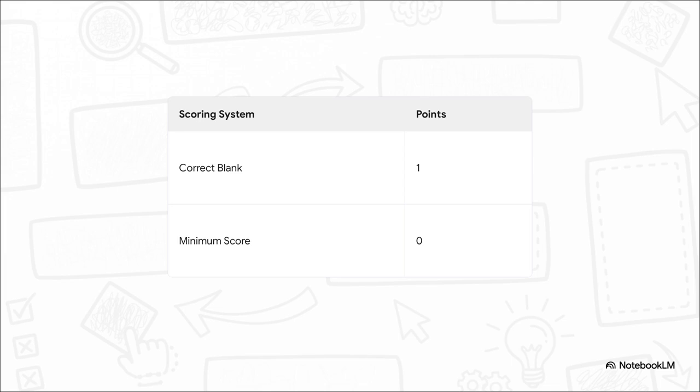You aren't penalized with negative marks for making a mistake, meaning you should never, under any circumstances, leave a blank empty. Since you know the game is rigged to give you a baseline of 0, not negative numbers, you can guess with total confidence when you're in a pinch.